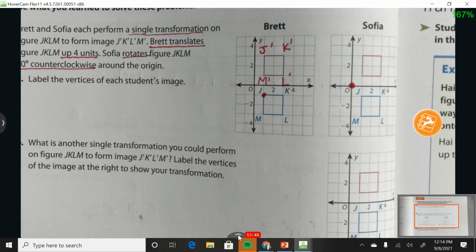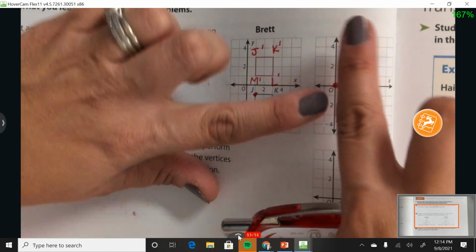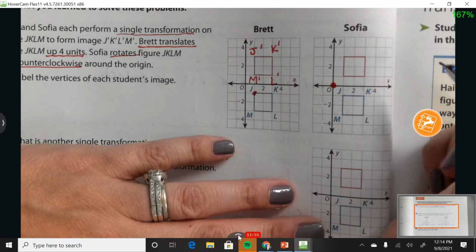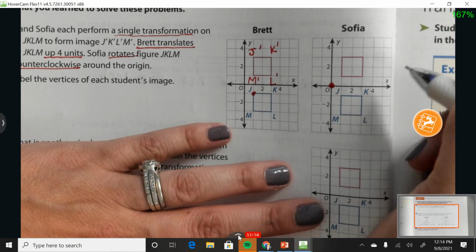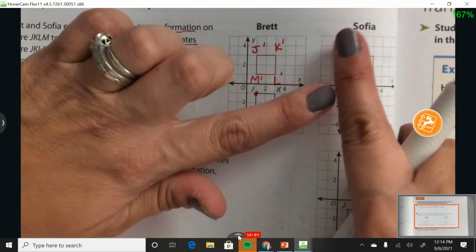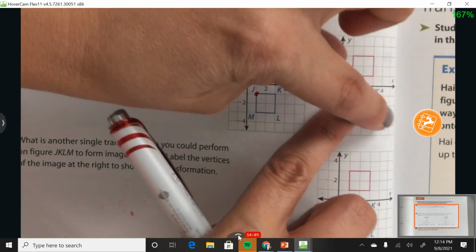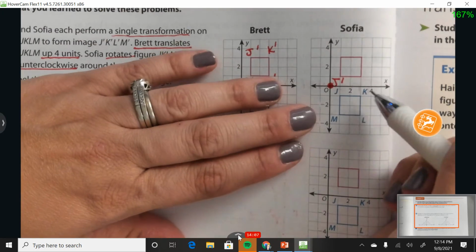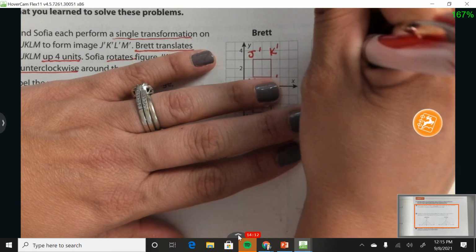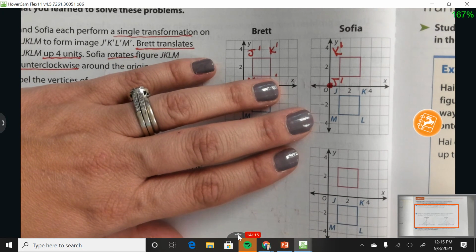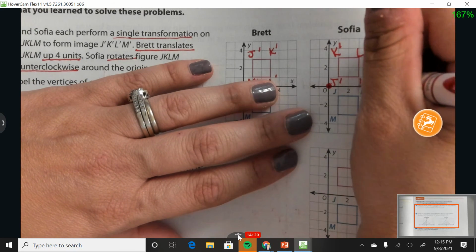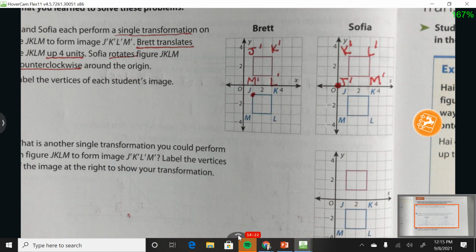All right. So, where was J prime when we rotated it 90 degrees? Say it. Where is it? Top or bottom? Left or right? So J prime would be here. Look, we took it and we rotated it 90 degrees. So we're spinning this image 90 degrees. So where is K prime? Top. Where is L prime? And then where is M prime? All right.